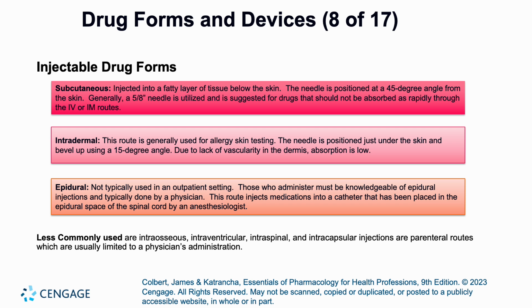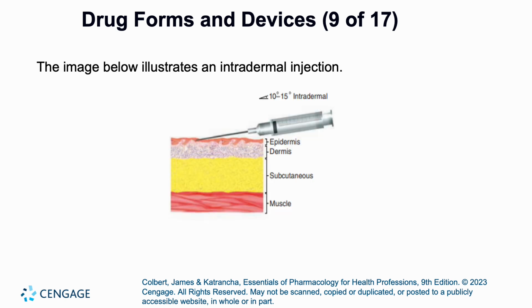Intraventricular, which goes into the ventricle of the brain itself, intraspinal, and intracapsular injections. These are all parenteral routes that are usually limited to a physician's administration. The image below on this slide illustrates an intradermal injection, and you can see how it's just this very, very small angle of 10 to 15 degrees for the needle to go in.